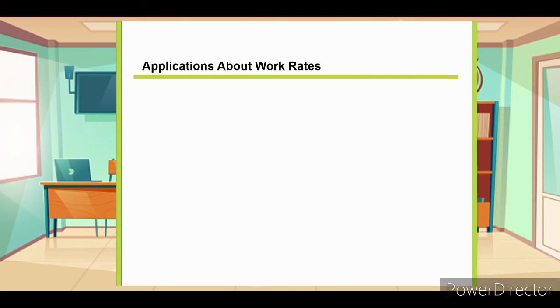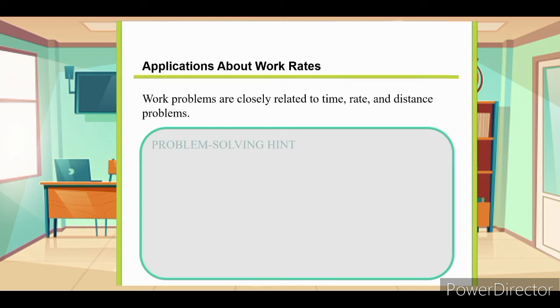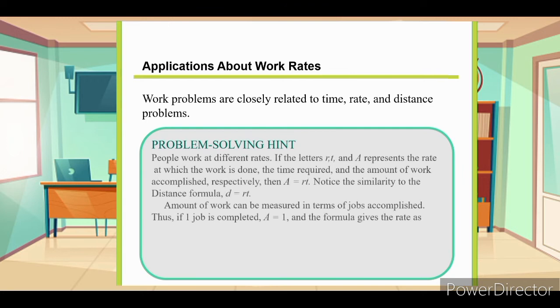Work problems are closely related to time, rate, and distance problems. People work at different rates. If the letters R, T, and A represent the rate at which the work is done, the time required, and the amount of work accomplished respectively, then A is equal to R times T. Notice the similarity to the distance formula, D is equal to R times T.